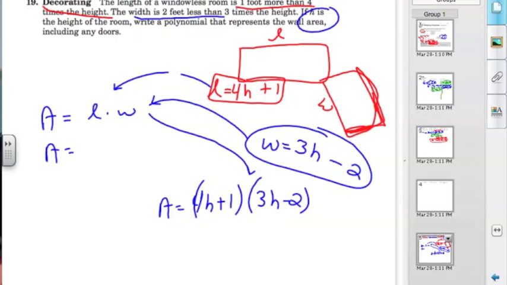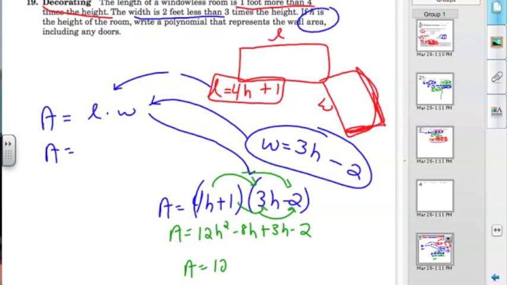So now we're going to use the distributive property, the FOIL method. We got 4h, that's going to be distributed here. So we get 12h squared minus 8h. And then we're going to multiply everything here by positive 1. Shouldn't have to really think too much about that. Plus 3h minus 2. Now you're going to combine like terms. 12h squared minus 5h minus 2.